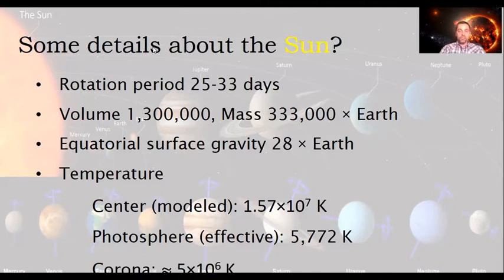Its temperature is also incredible. Of course, nobody could go close to measure it, but scientists determined that in the center, the temperature is around 15 million Kelvin. On the surface, it's only 5,000 to 6,000 Kelvin, and in the corona, around 5 million Kelvin. I could say Celsius as well, because with these big numbers, it makes no big difference. The difference is only 270 degrees. 0 Celsius is actually 273 Kelvin.